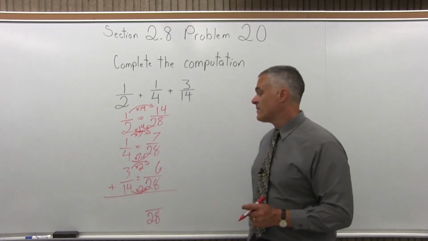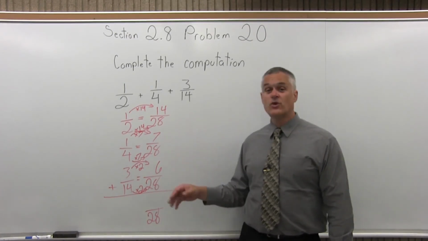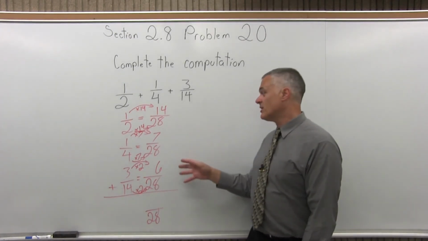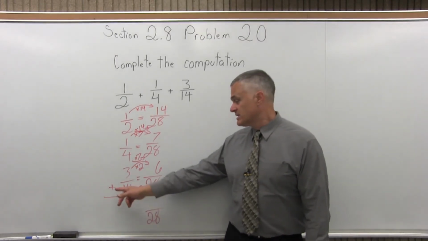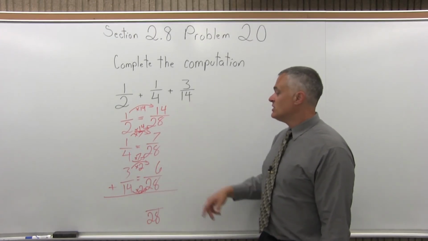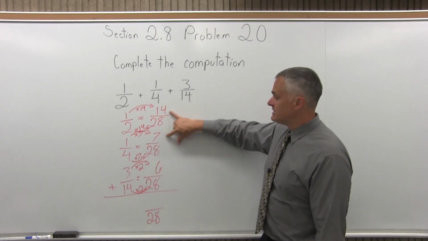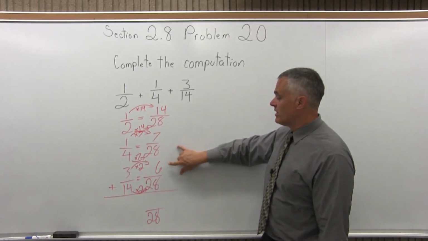So now, I have the three fractions written in an equivalent form where they all have the same denominator. They all have a denominator of 28. So now I can just combine those numerators. This is an addition problem, so I'll add 14 plus 7 plus 6. So 14 plus 7 is 21. 21 and 6 more is 27.